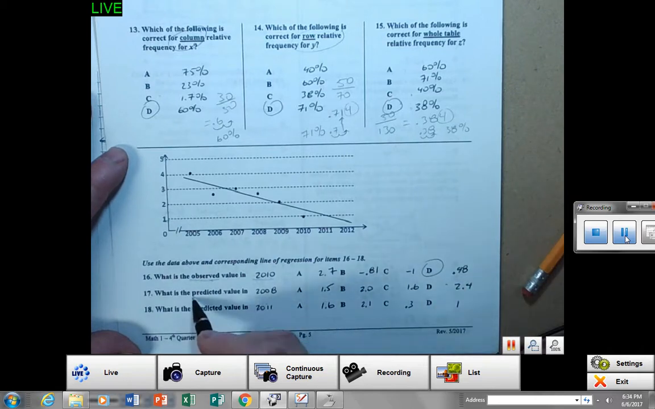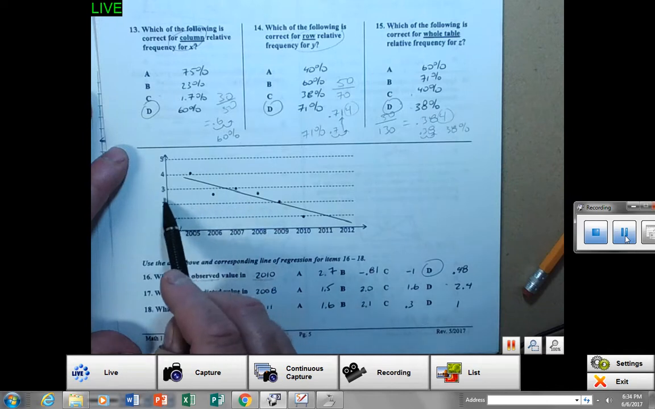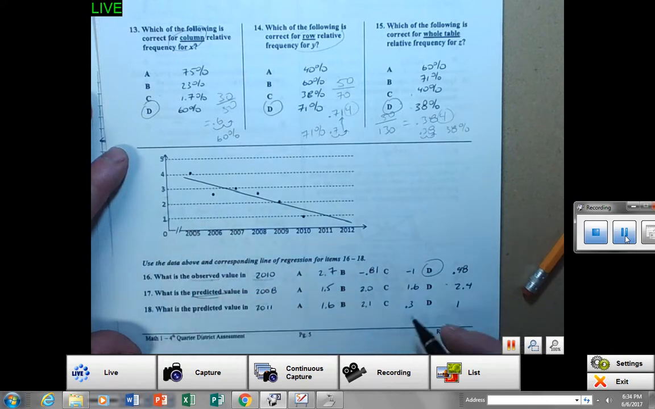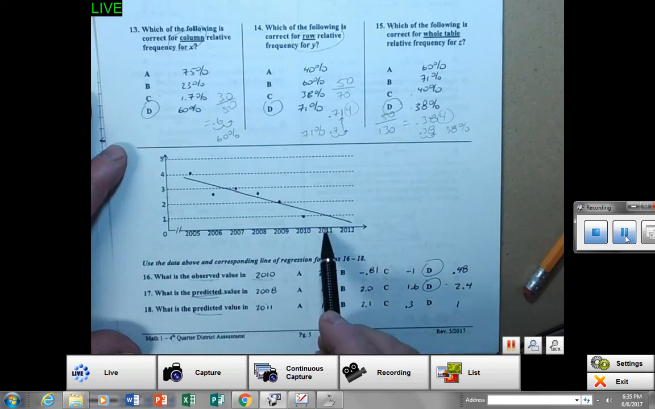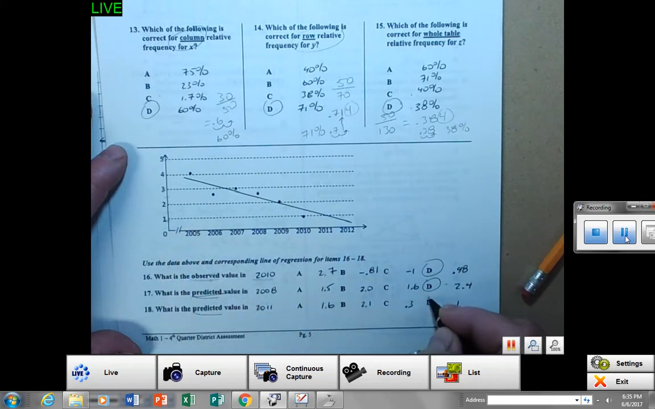2008, predicted value for 2008 means I'm not going up to the point, I'm going up to the line and looking where it crosses the y-axis right here, 2.5, or a little bit lower, 2.4. Predicted value means again I'm going up to the line. So 2011, going up to that line, looks like right on that dotted line exactly, that would be 1.